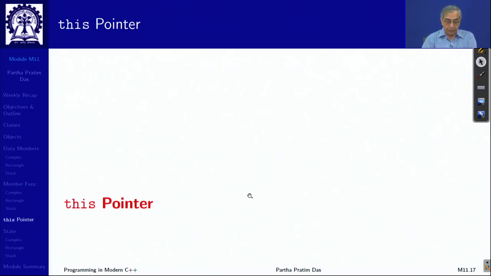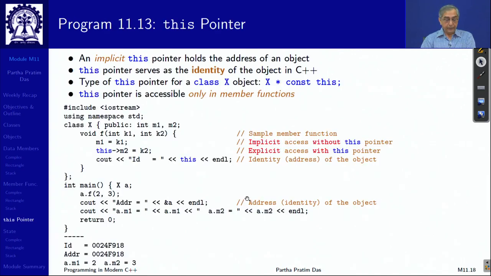So, a little bit about this pointer. I have already said that this pointer is the address of the object in the memory, and it is an implicit pointer. You do not need to define it, but it serves as the identity of the object. There is no separate identity mechanism in C++ like Java has.